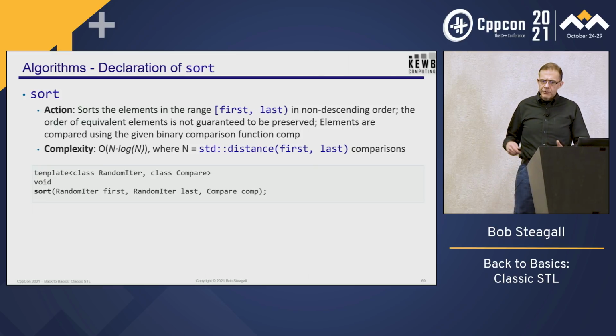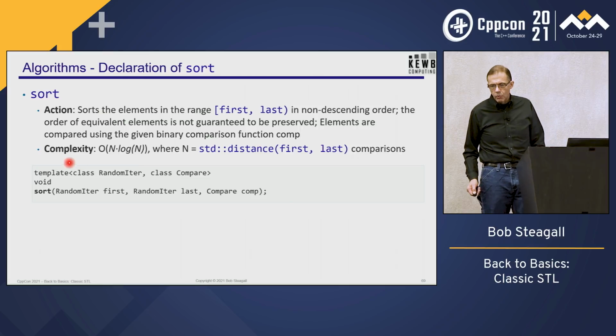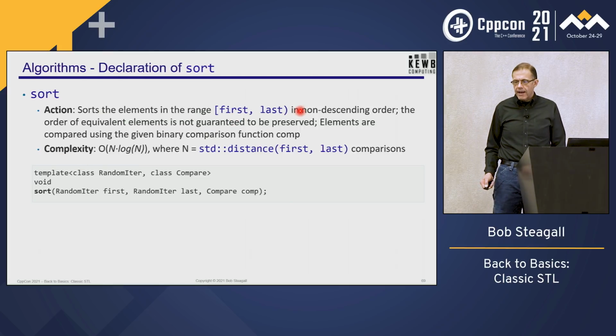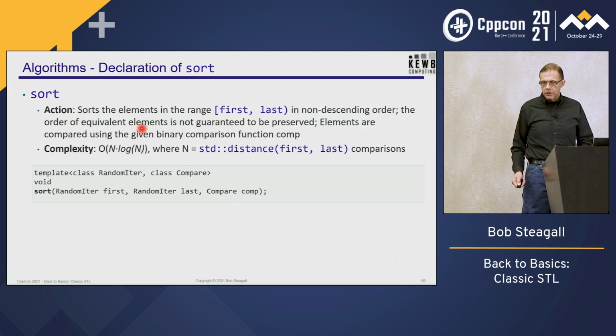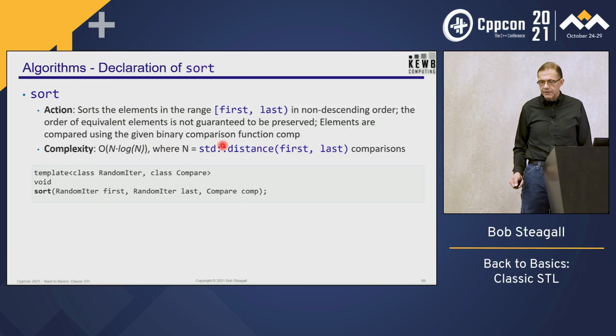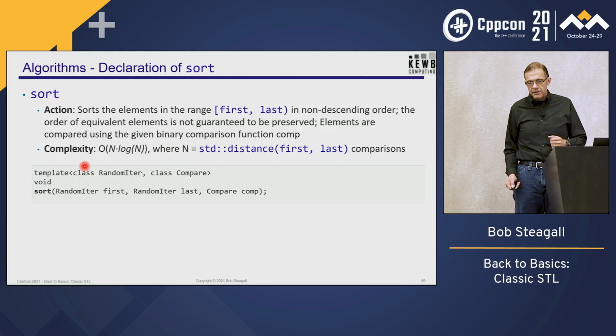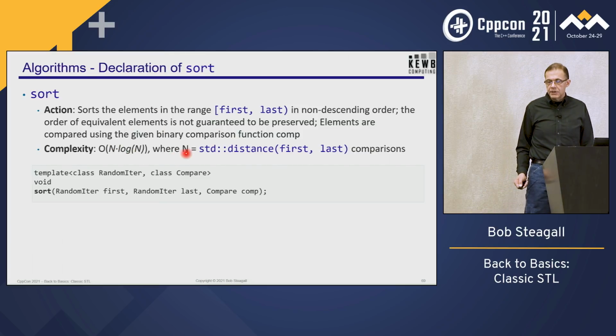If you read CppReference.com or you read through the standard, it will tell you what sort does. So here we've got our half-open iterator range. And it will sort things in non-descending order, meaning that for any given element, it's guaranteed not to be less than the element that precedes it. You can provide a comparison function to it. Its time complexity is guaranteed to be at worst n log n, where n is equal to the number of elements in that range.